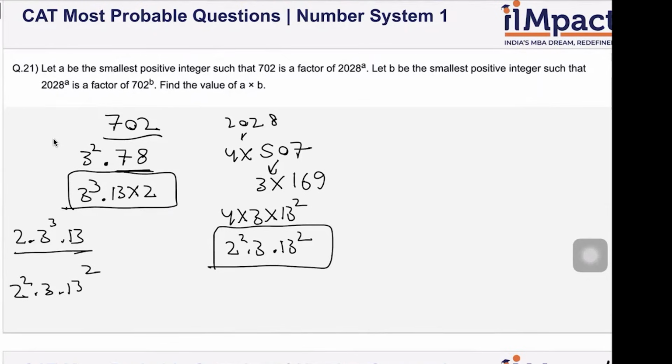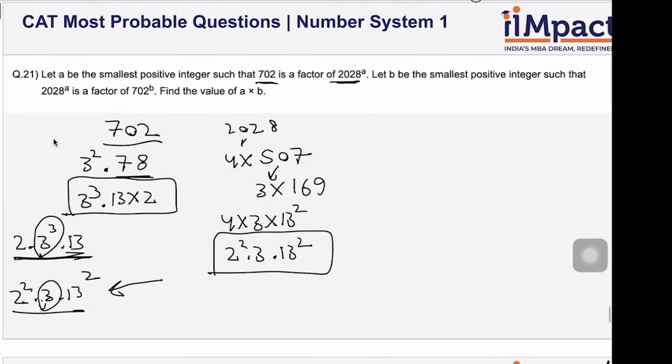Now a is the smallest positive integer such that 702 is a factor of 2028 to the power a. This is 2028. Now to divide this by 702, everything is in order for 2 and 13, no problem, but I will have 3 powers of 3 in 702, which I need to get here, which means a is going to be equal to 3, which makes 2028 to the power a as 2 to the power 6, 3 cube into 13 to the power 6.